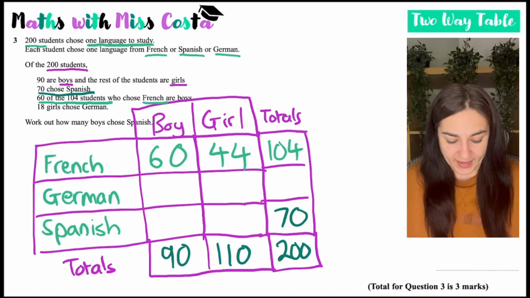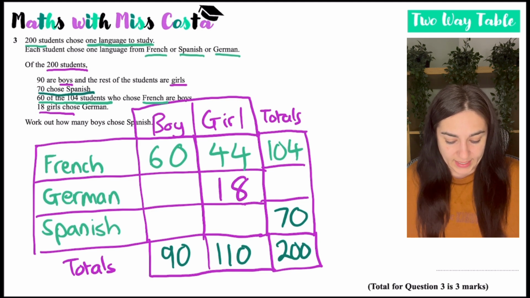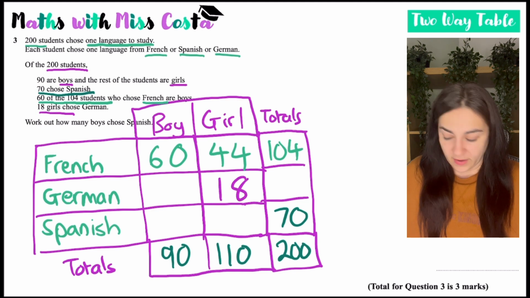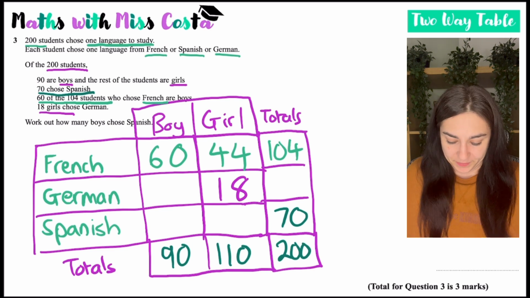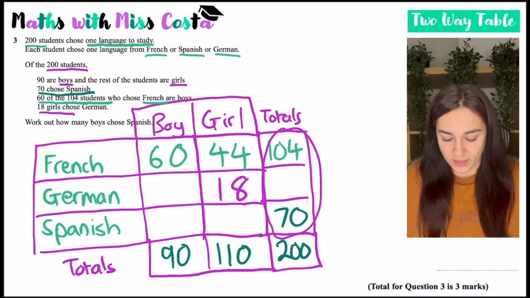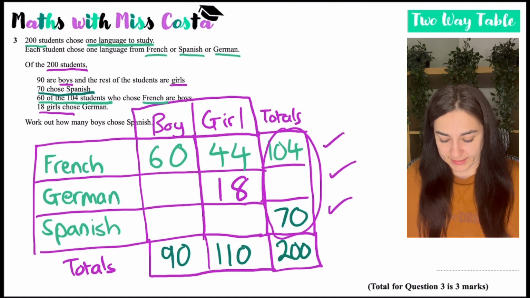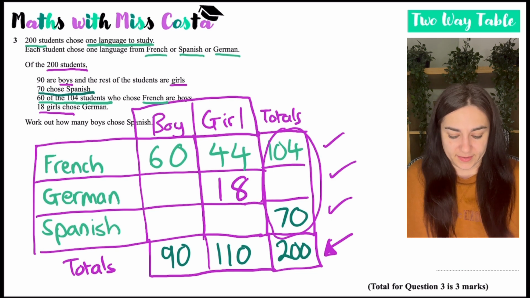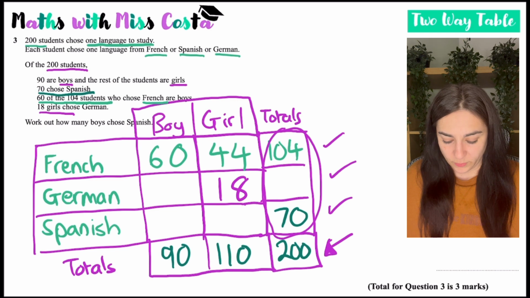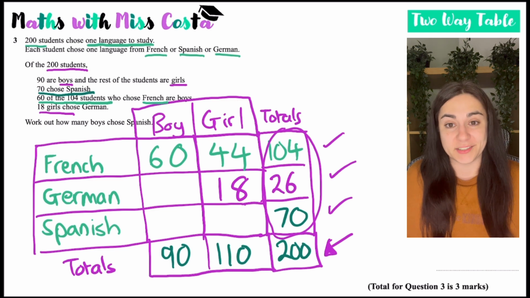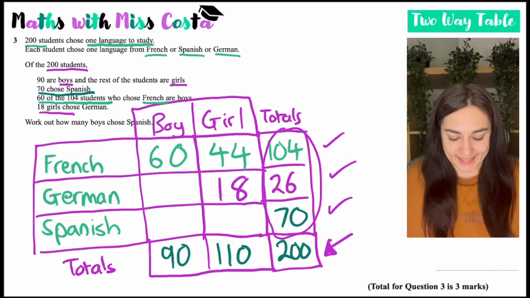I'm also told that 18 girls chose German, so I can fill that in here. And that is all the information that I have so far been given. So now it's kind of just like figuring out the missing pieces. If I look at my totals column, I know that the total amount of students that study French, German and Spanish must sum to make 200. So 200, take 104, take away 70, leaves me with 26. So I know the total amount of students that study German would be 26.